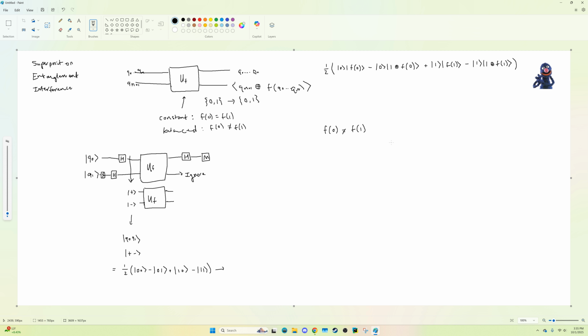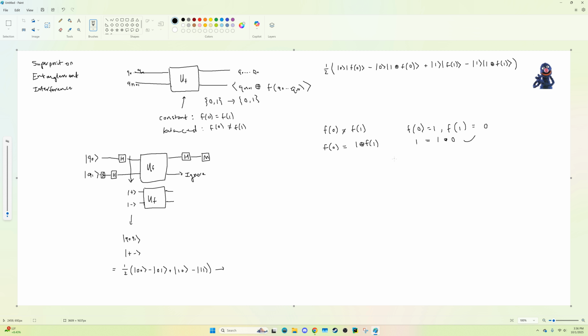Okay, so the first thing to note is if they are balanced, that f of 0 can be rewritten as 1 XOR f of 1. And why can f of 0 be written as that? So let's think about this. If f of 0 equals 1, then f of 1 equals 0, because they are balanced and they have opposite answers. If that's the case, then 1 is equal to 1 XOR 0.